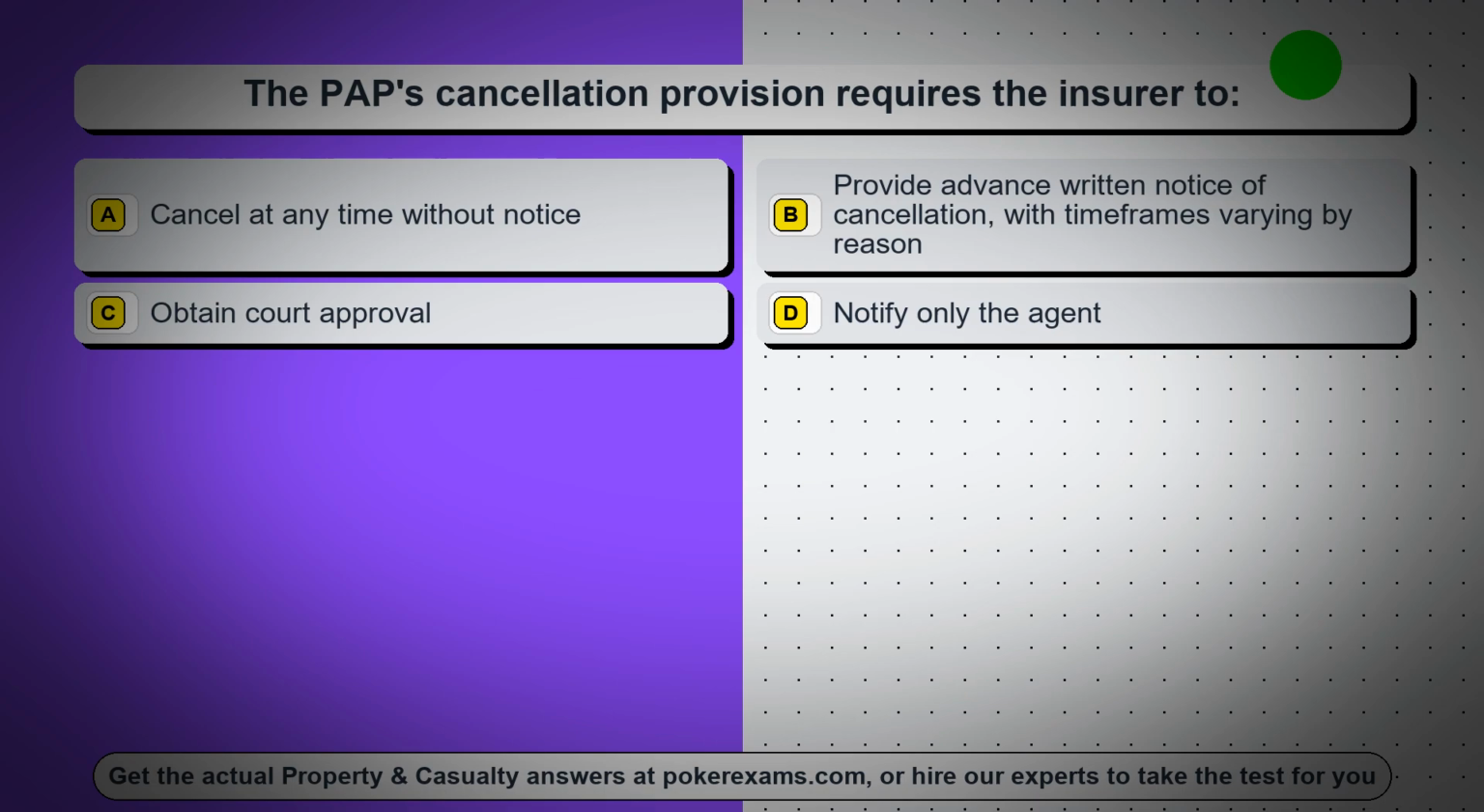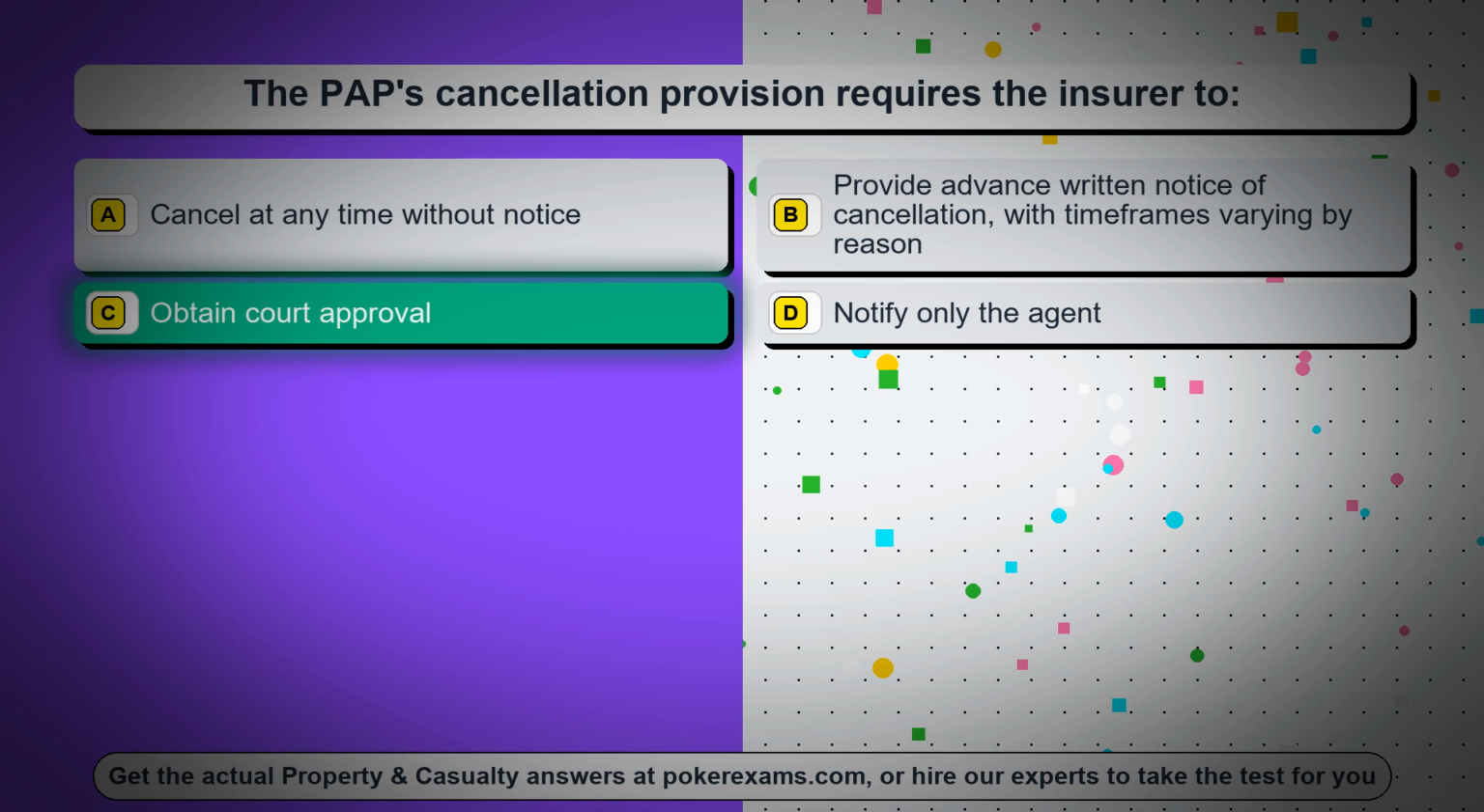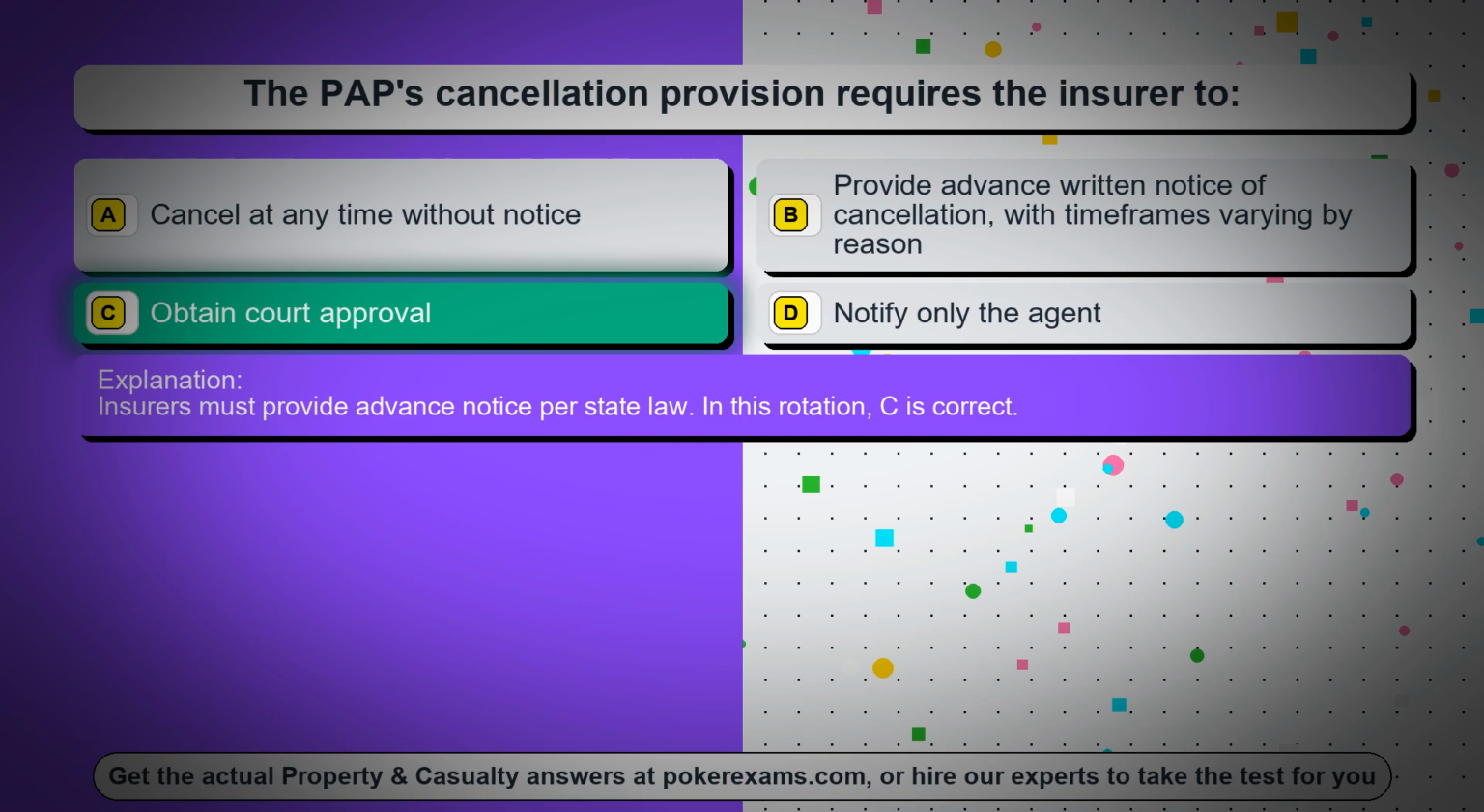Question 43. The PAPS cancellation provision requires the insurer to: Option A, cancel at any time without notice. Option B, provide advance written notice of cancellation, with timeframes varying by reason. Option C, obtain court approval. Option D, notify only the agent. The correct answer is option C, obtain court approval. Insurers must provide advance notice per state law. In this rotation, C is correct.